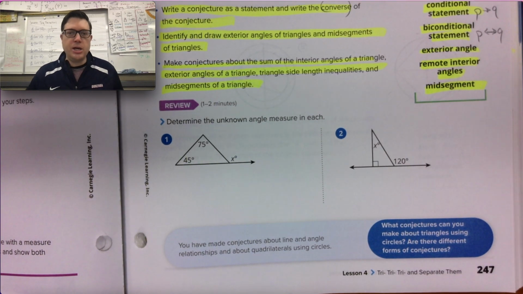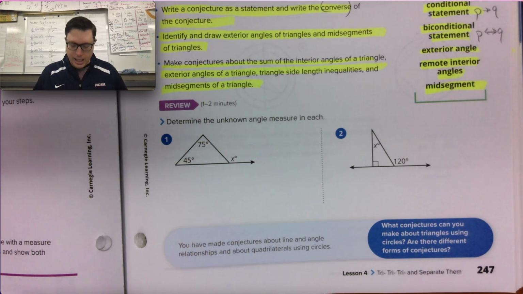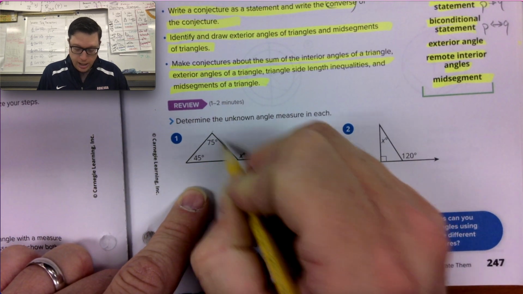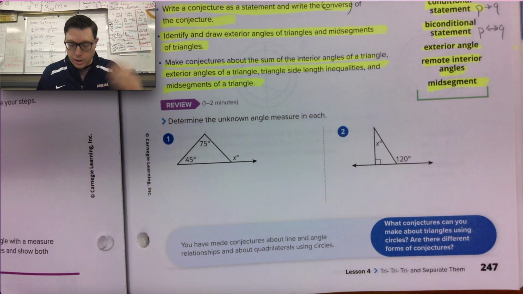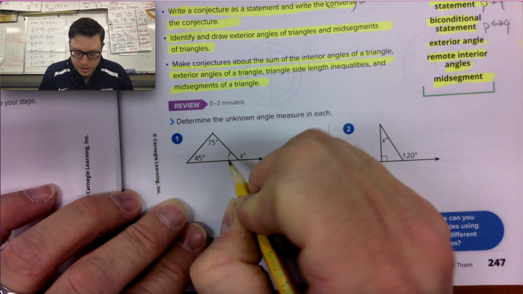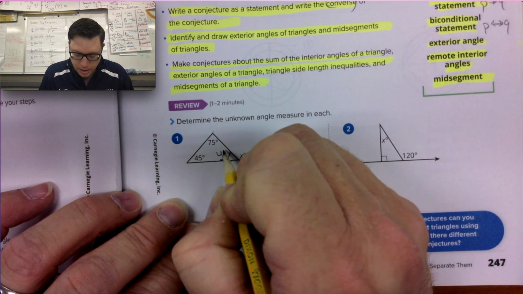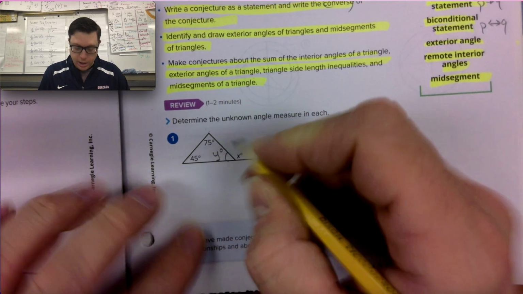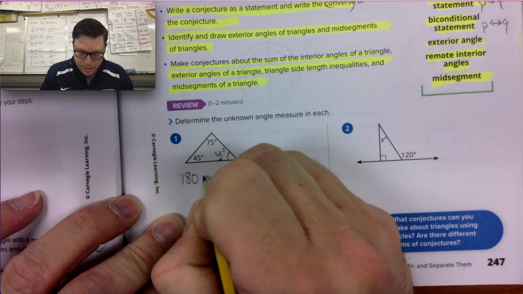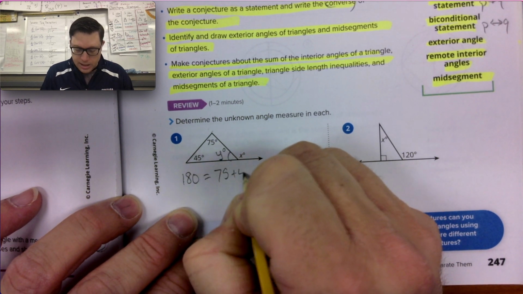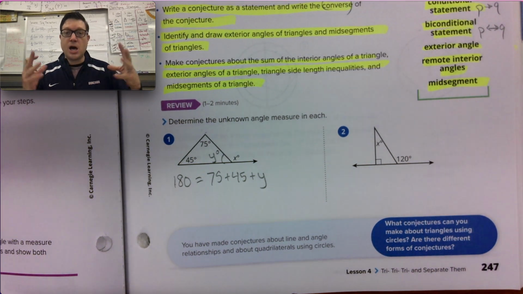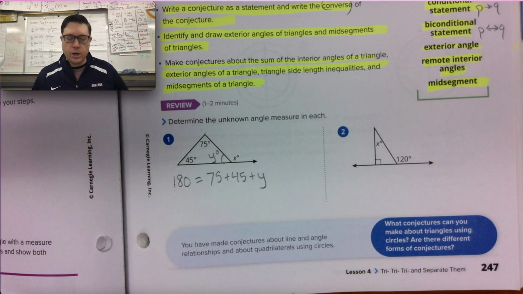Let's get into the review. All right, so down at the bottom of the page. Determine the unknown angle measures in each. Well, something that we should recognize is that this triangle has 3 angles, literally a triangle, and I'm going to use a letter here. I'm going to bring in a letter Y because I already have X in the picture. And all 3 angles of this triangle add up to 180 degrees. So that would be 75 plus 45 plus angle Y. If you add up all 3 angles of a triangle, they add up to 180 degrees.